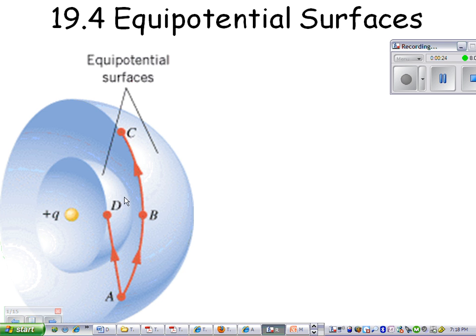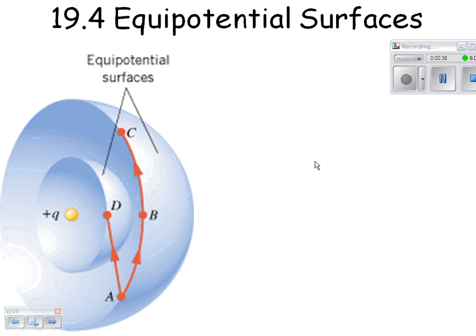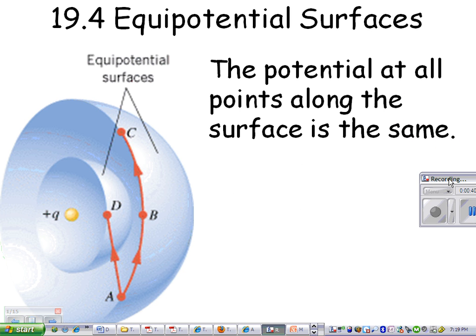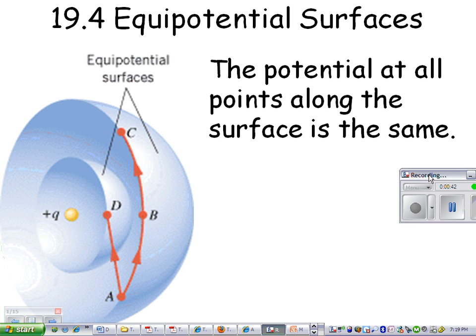If I go further out at position B, you might have 10 volts. If I go further, 5 volts, and I go further, it'll eventually be 0 volts when I go out to infinity. These are called equipotential surfaces. The equipotential at all points along the surface is exactly the same.